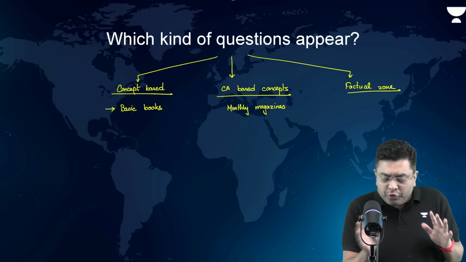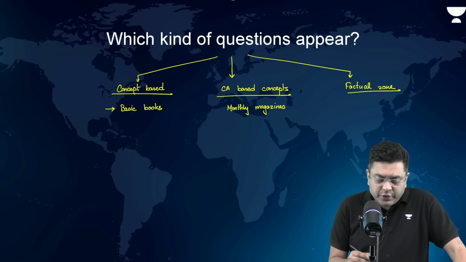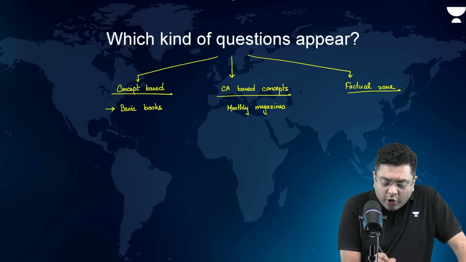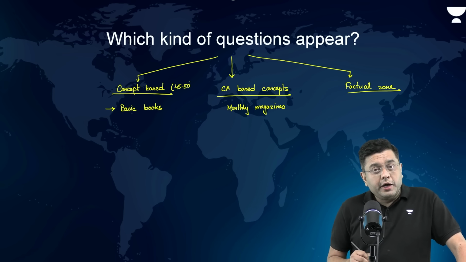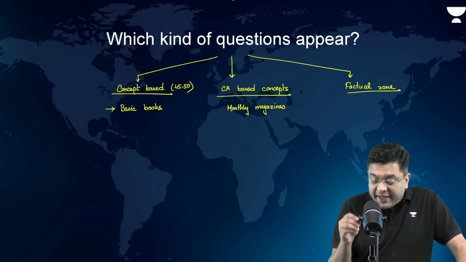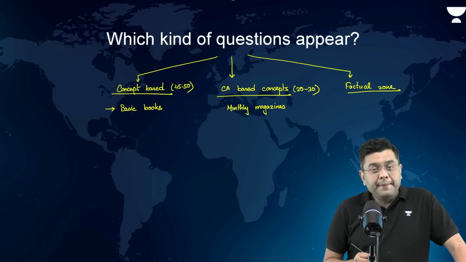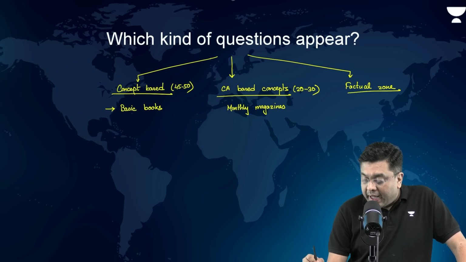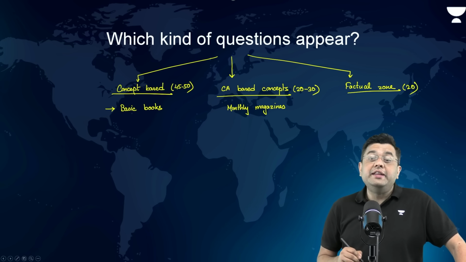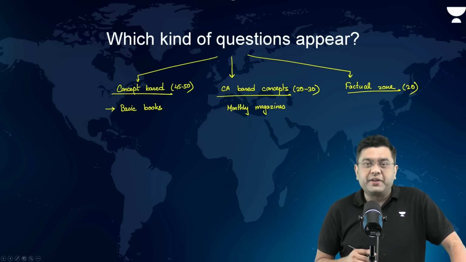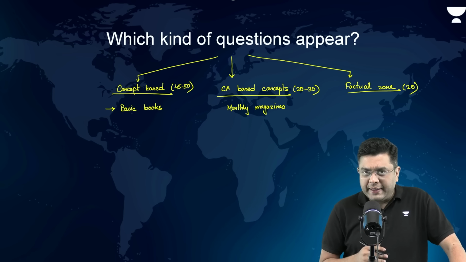Now, if you take a look at the distribution of the questions, you will find that the concept based questions are roughly around 45 to 50. Then current affairs based concepts are around 20 to 30. And the remaining around 20 range in the factual zone, absolute facts. You know them or you don't know them.